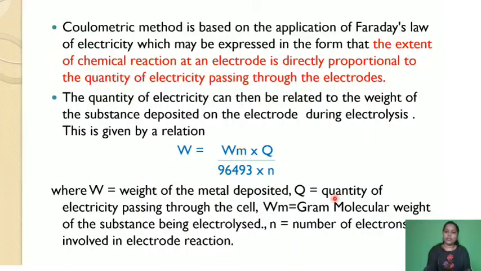Q is the quantity of electricity passing through the cell. n is the number of electrons involved in the electrode reaction. So the weight of metal deposited is equal to Wm into Q upon 96,493 into n. That relation is very important for solving problems based on Faraday's law.